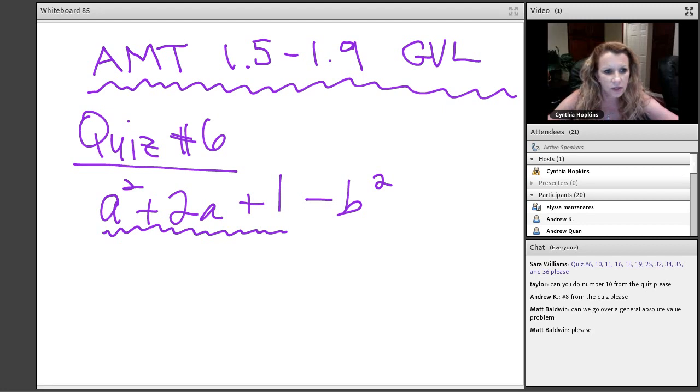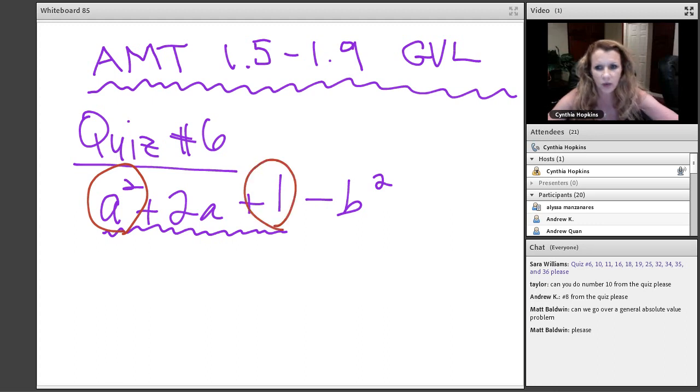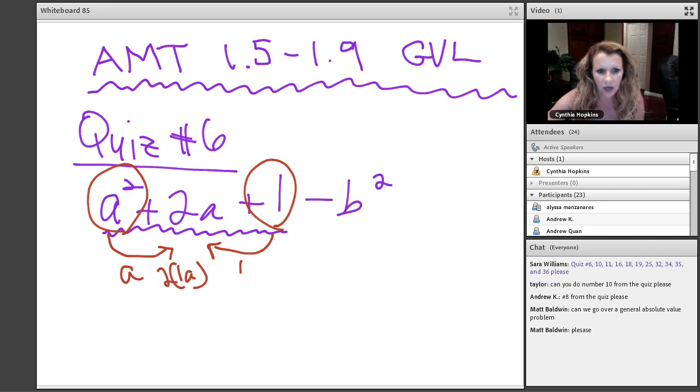I notice, let me use a different color, that the first term is a positive perfect square. The third term is a positive perfect square. Well, that's the first requirement for having a perfect square trinomial. So now I'm going to test to see if the middle term is what I need. I take the square root of a squared, that's a. The square root of 1 is 1. When I multiply those together, I get 1a, but when I double that, so multiply by 2, I get 2a, which is exactly what my middle term is.